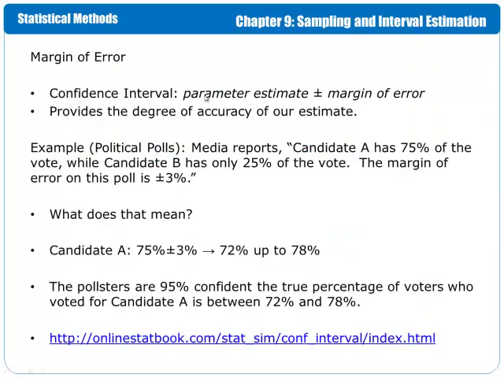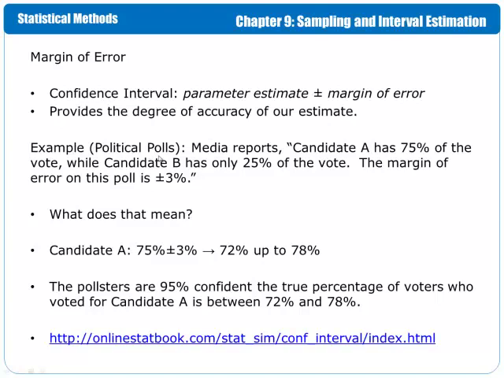Confidence intervals are made up of parameter estimates and a margin of error. So the parameter estimate might be our sample mean, and the margin of error is our level of confidence in where we think that population mean is. It provides a degree of accuracy to our estimate.